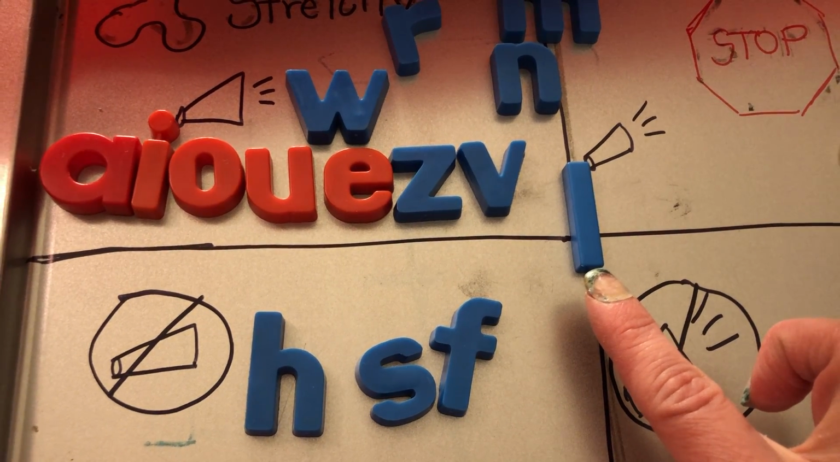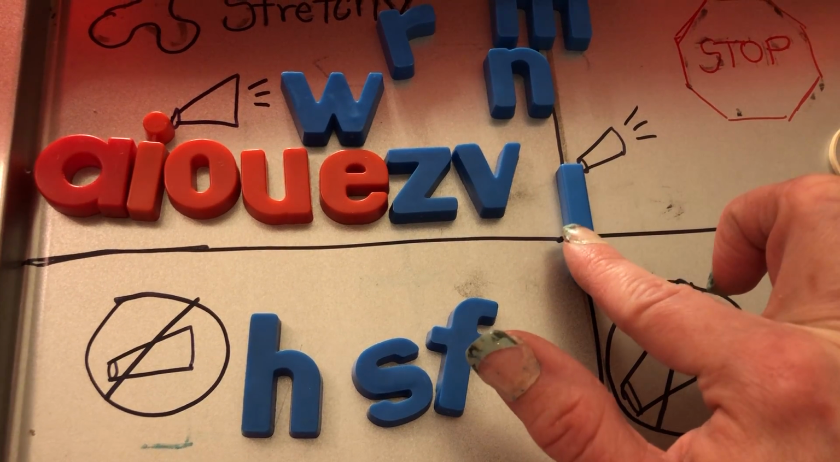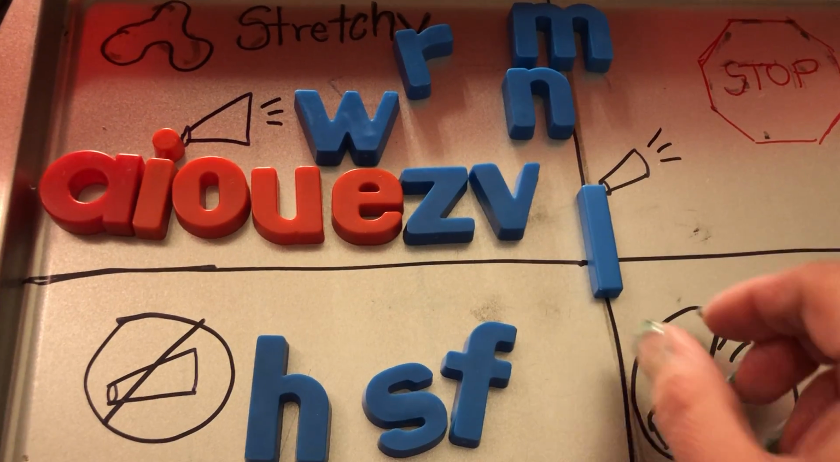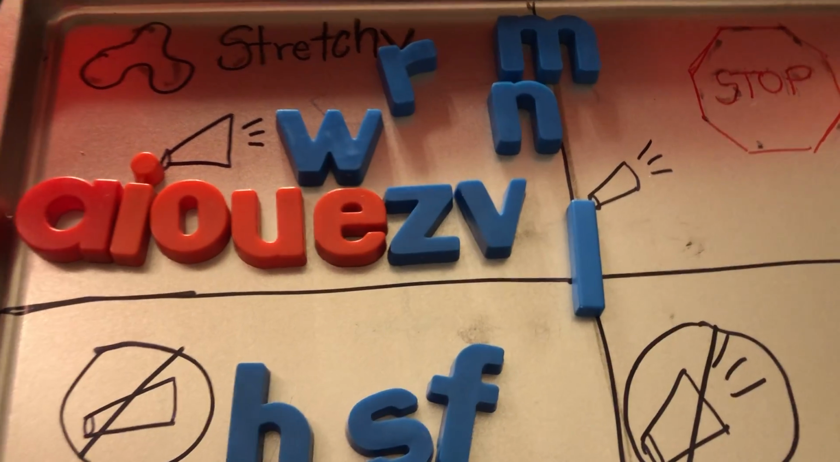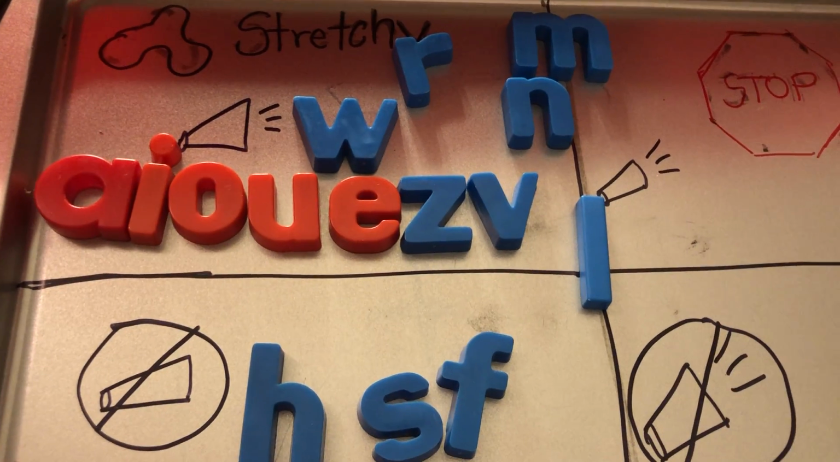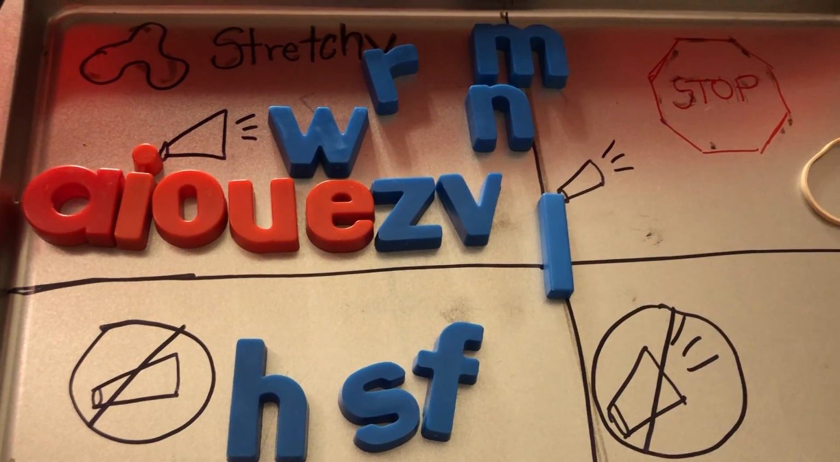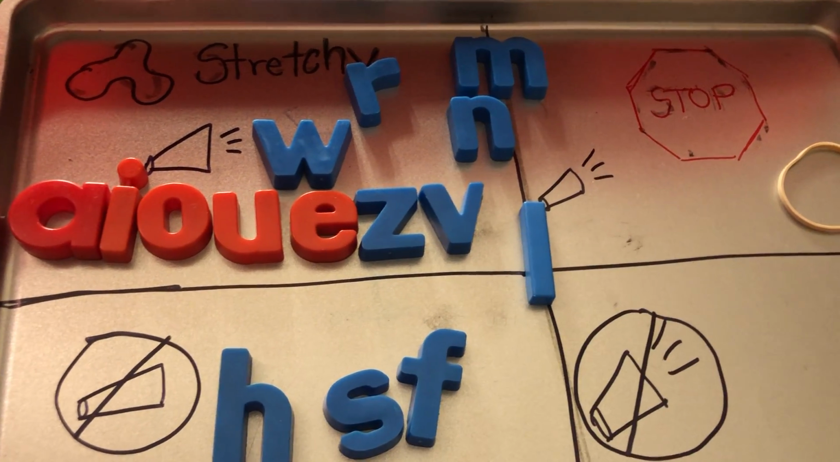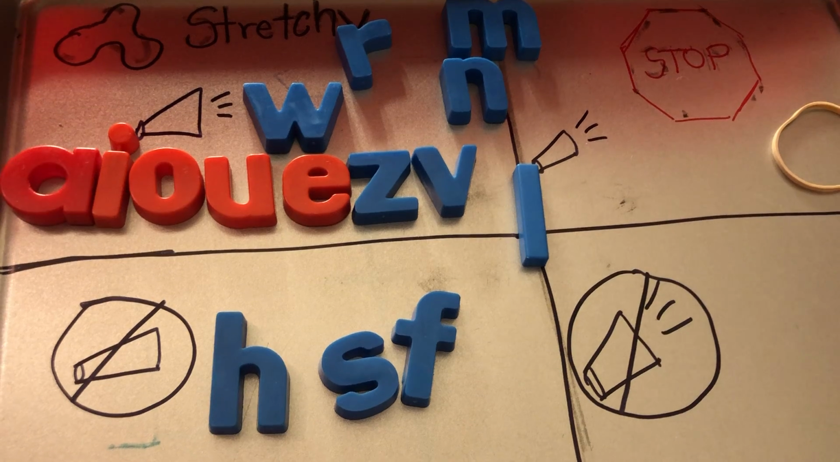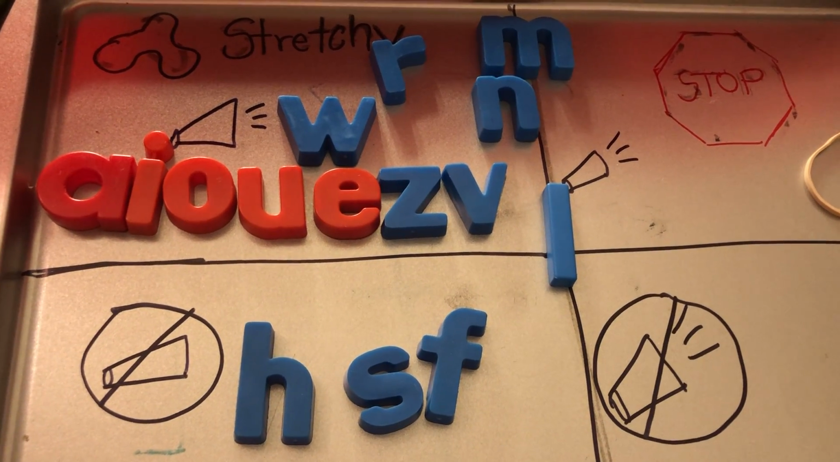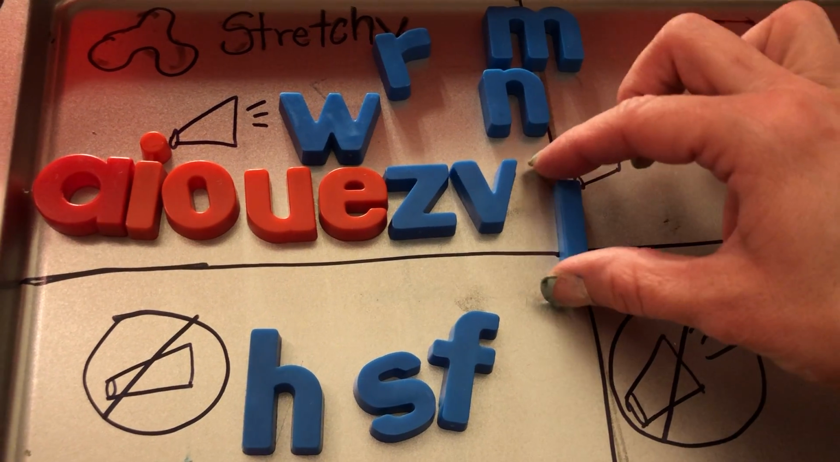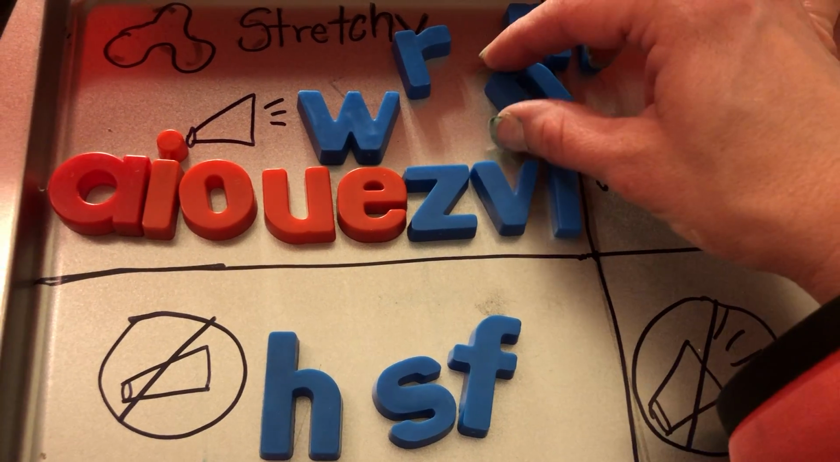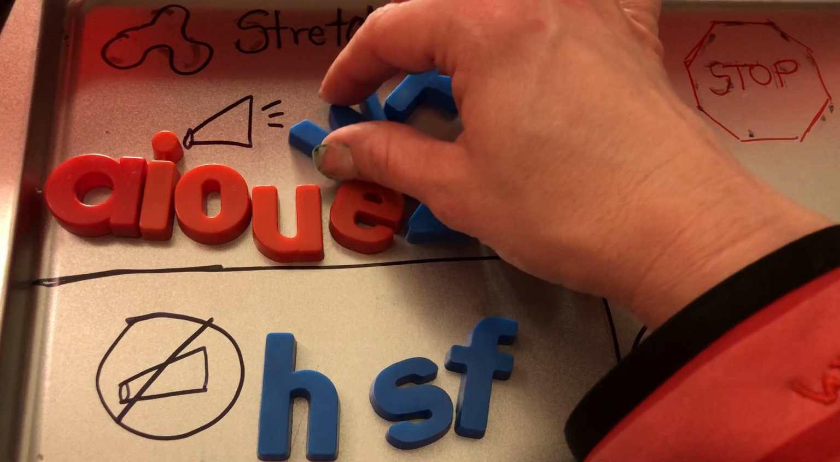L. Try it with me. Ready? L. Good. And L is a stretchy sound. If you put your hand flat against your throat and your neck, you should feel your voice box is on. That means you can feel a little vibration, a little shaking in your throat, which means you are using that voice box. So your voice is on when you make the sound for L.